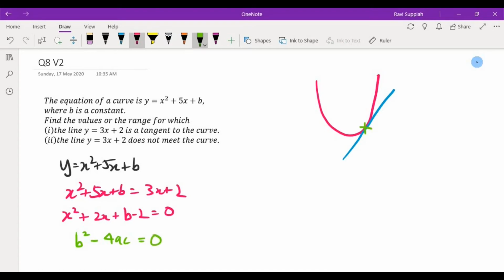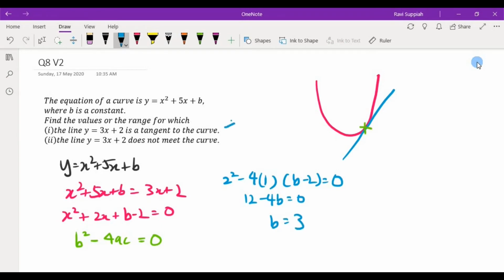So let's substitute in the values. In this case, b is 2, so 2 squared minus 4, a is 1, c is b minus 2, equals 0. When you solve for that, you'll get 12 minus 4b equals 0, so b is equal to 3. So for this part one, when b is equal to 3, that is where the line is a tangent to the curve.